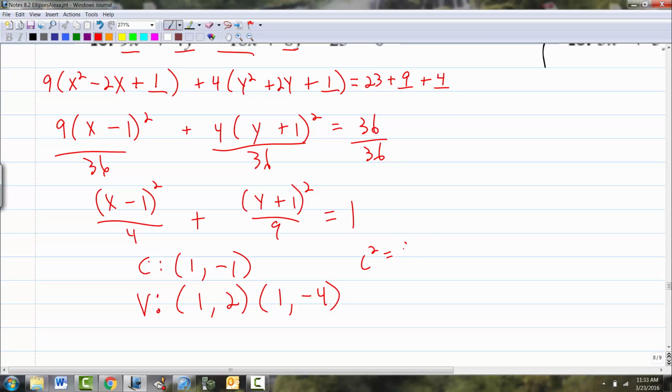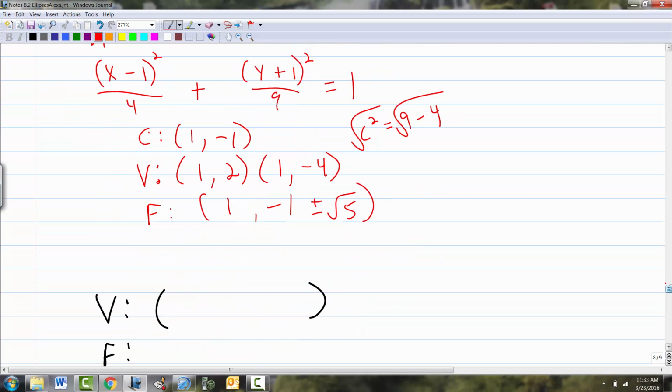C squared equals A squared minus B squared, root 5. So the foci are, in exact form, -1 plus or minus root 5. All right, did it ask for anything else? Oh, eccentricity. So eccentricity is E. Oh, I had blanks for this already. E equals root 5 over 3.